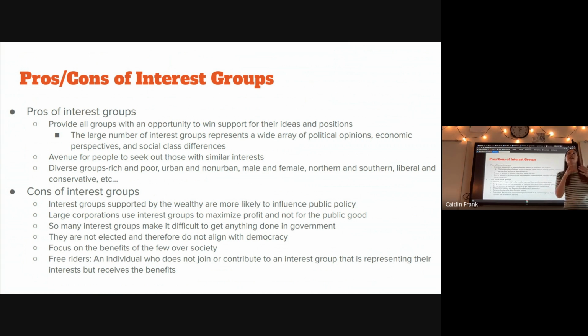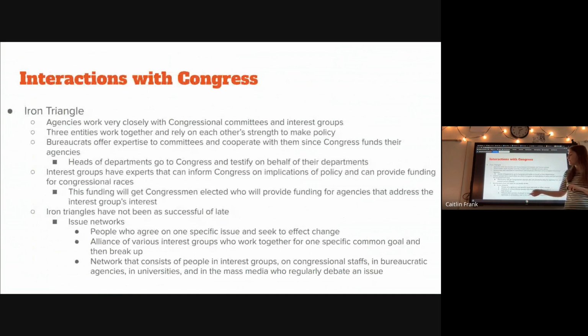the groups that tend to have the most financing tend to be the most successful. We see the groups that are run by major corporations. They can hire the best lobbyists. They can help campaign financially for the politician. They tend to be the ones that have their voices heard more often than the smaller, less funded interest groups. And then one more term, free rider.